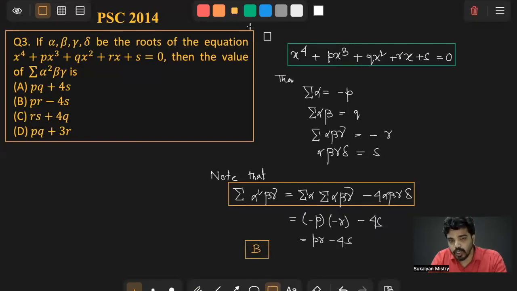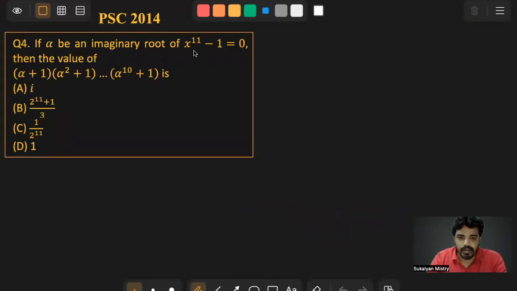Okay, so you have to note this result. Summation alpha square beta gamma is equal to summation alpha into summation alpha beta gamma minus 4 alpha beta gamma delta. Okay, clear?